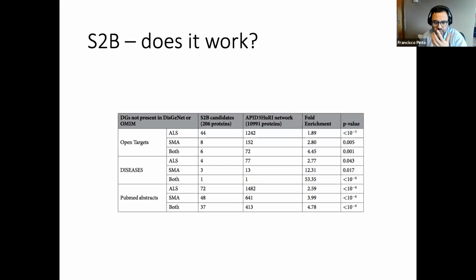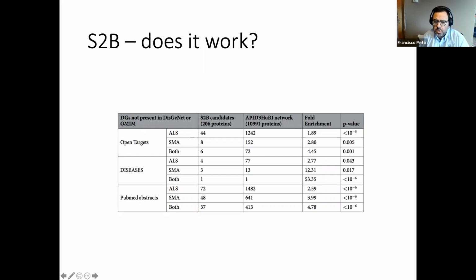We wanted also to validate our predictions with external evidence, not only with the artificial disease modules. And in this particular case, we looked for different independent sources of information for genes associated either with ALS, SMA, or with both, and check how many of those genes were not present in our sources of disease-associated genes.